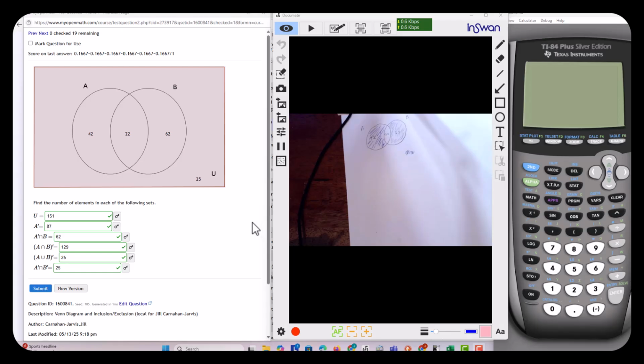One last thing I do want to point out is that we're not finding probabilities here. We're just finding the cardinality of these sets. If I was asked to find the probability of these, then I would be taking these numbers that I found here and dividing by the total number that was in the universe, which was 151. Just want to point that out. Thanks.